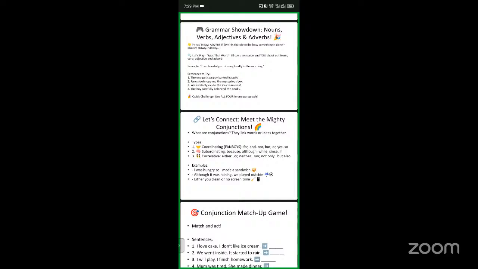We have different types of conjunction. The first one is known as coordinating conjunction. Now, the major thing you need to know for coordinating conjunction is that we have an acronym for it, FANBOYS. So you can see FANBOYS is an acronym.